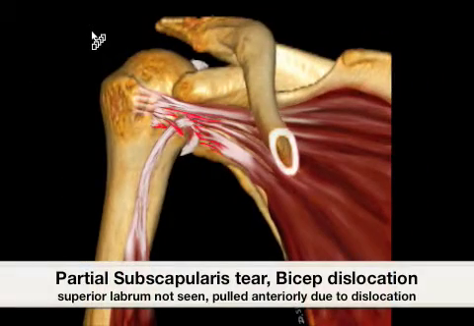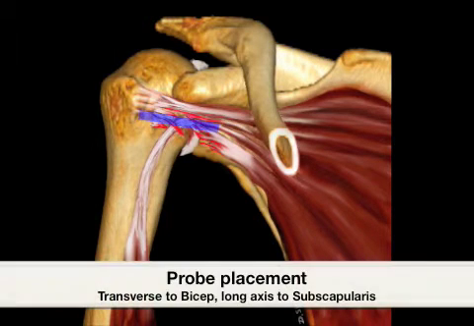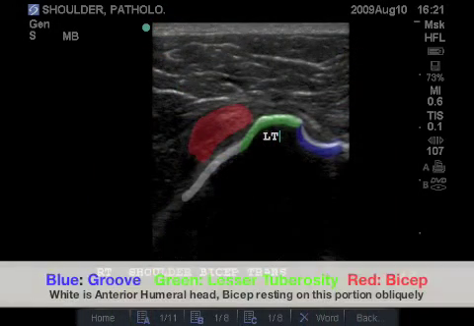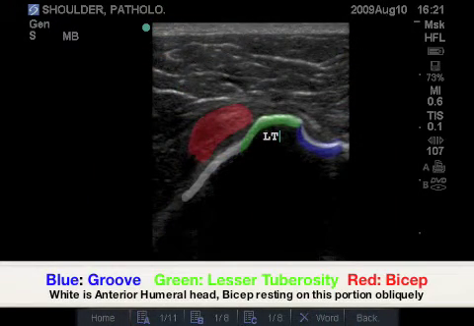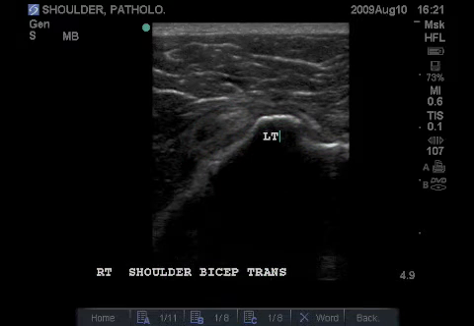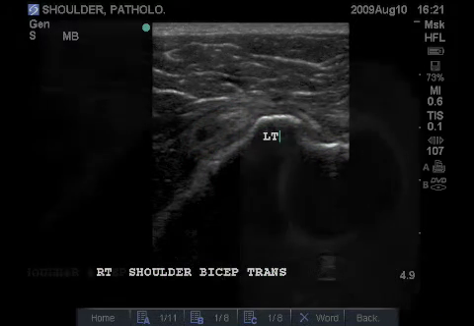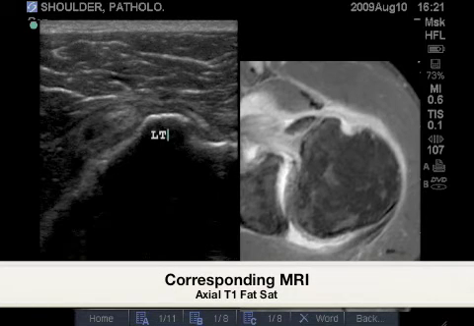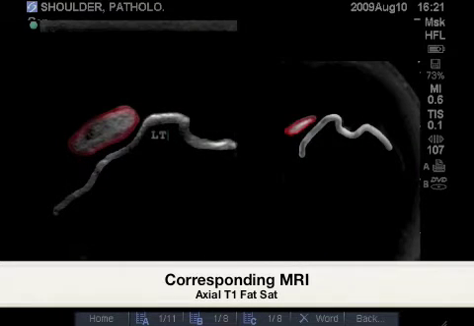When pathology presents itself, it's very important to remember the bony surface anatomy associated with ultrasound. Here at the anterior humeral head, it's important to realize the green marked lesser tuberosity, the blue, which is the bicipital groove, and the white, which is the anterior humeral head. In this image, we have a dislocated bicep tendon located over the anterior surface of the humeral head. We'll again highlight it in red, corresponding with this axial T1 fat-sat MRI. Highlighted in white are the anterior surface anatomy as seen on the left with ultrasound, on the right with the MRI.